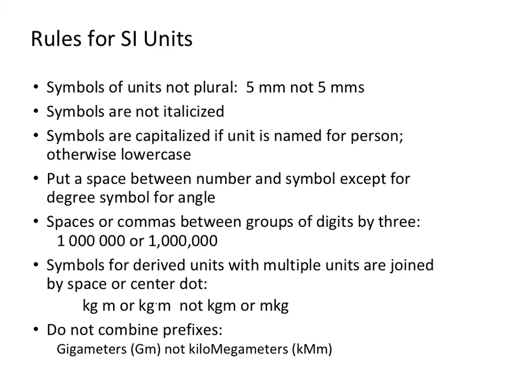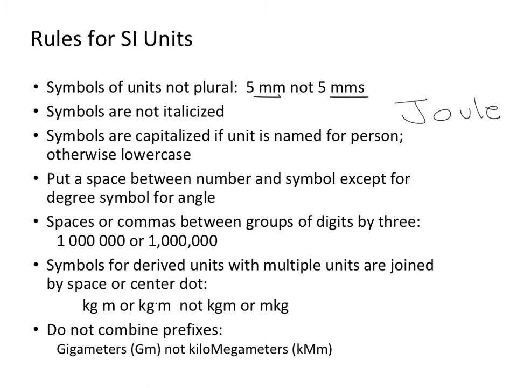There are a few rules for the SI units. For example, symbols of units should not be plural, so you would write 5 millimeters with no s at the end. Symbols should not be italicized. A lot of people like to do that. Symbols are capitalized if the unit is named for a person. For example, a joule is capitalized, but otherwise they should be lowercase.